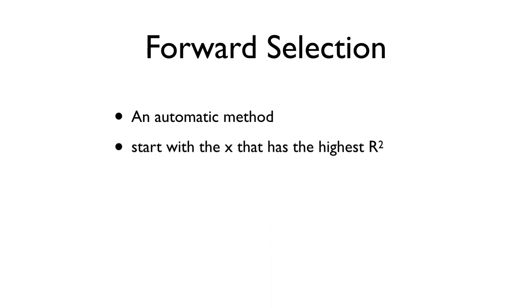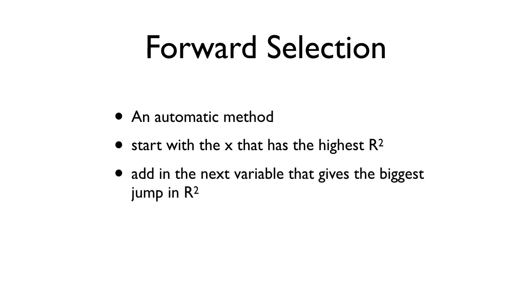Okay, then you think, well, there's got to be an easy way to do this. Maybe there are some automatic ways. Yeah, there are. There are 3 basic automatic methods. They're algorithms. They will get you a model. There's one called forward selection. What it does is it starts with the x that has the highest r squared, in other words, the biggest overlap with y, and it puts it in the model.